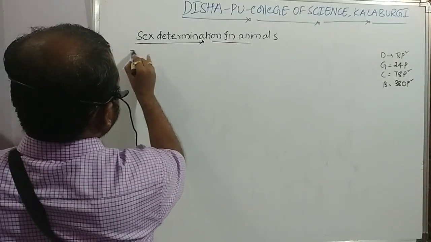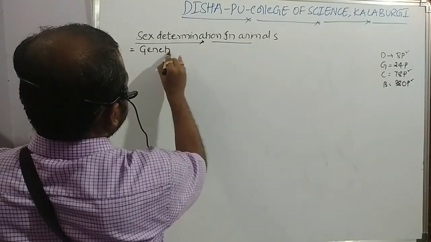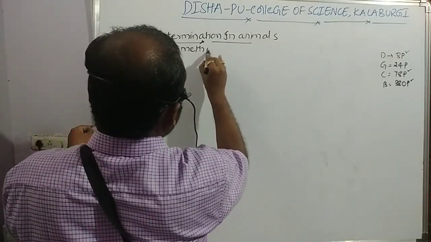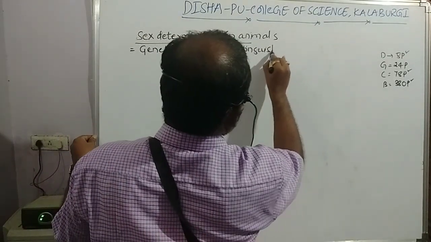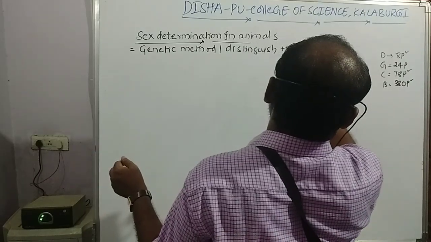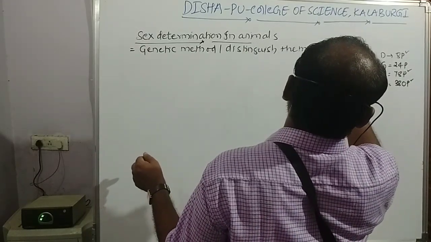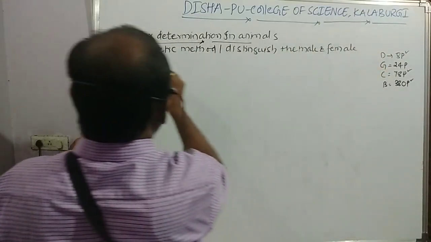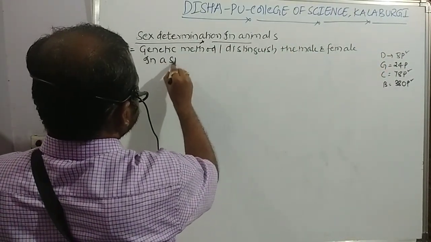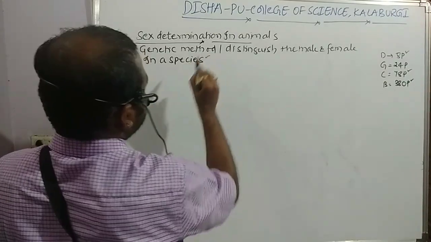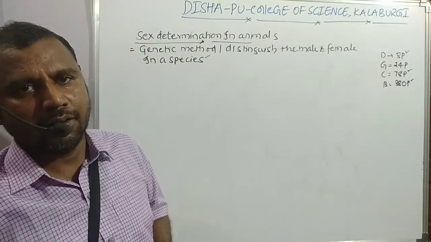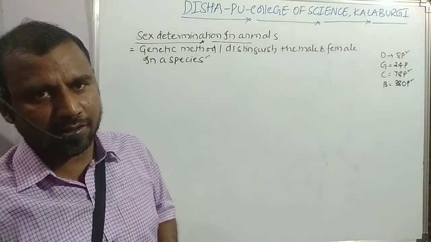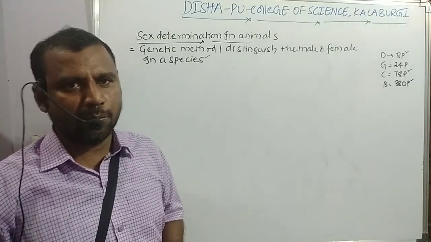So what is sex determination? It is a genetic method to distinguish the male and female in a species. It is called sex determination.